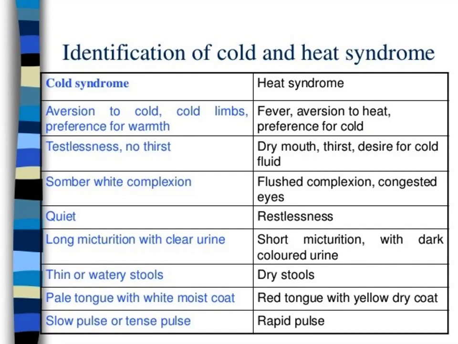There is long micturition with clear urine in cold, and in heat, short micturition with dark-colored urine. In cold, there is thin and watery stool, while in heat, there is dry stool. There is pale tongue with white moist coating in cold syndrome, while in heat, red tongue with yellow dry coat. There is slow pulse or tense pulse in cold, while in heat, there is a rapid pulse.